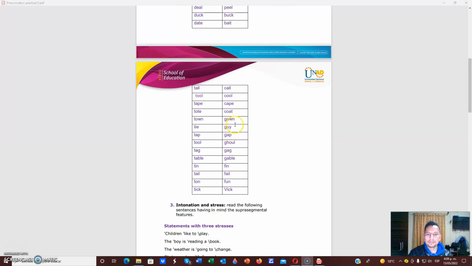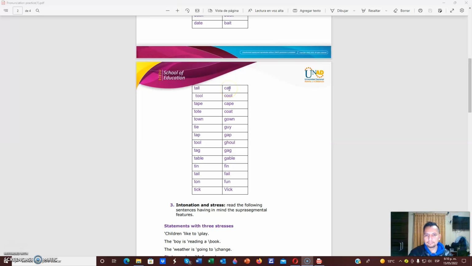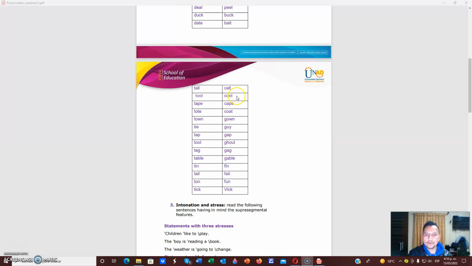Doll, toe, cold, tool, cool, tap, type, cape, tout, town, gown, tie, guy, tap, gap, tool, goal, tack, table.